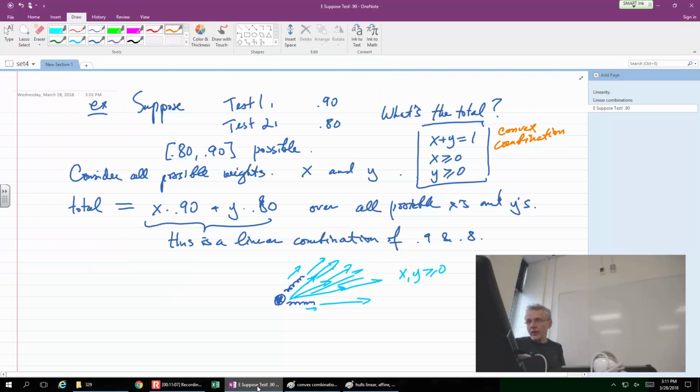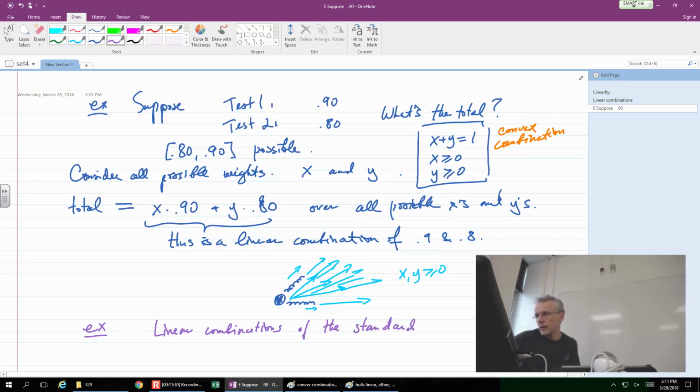Algebraically, there are also very simple examples of linear combinations. Let me just do what I already showed you yesterday, or last time. It is linear combinations of the standard basis vectors.